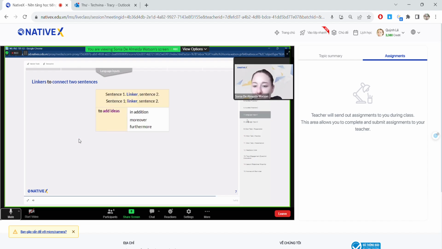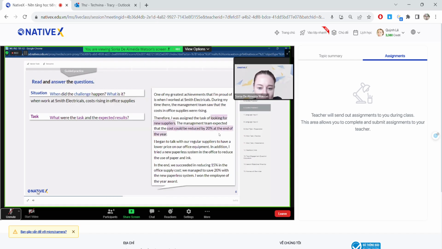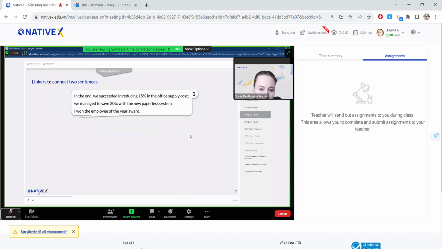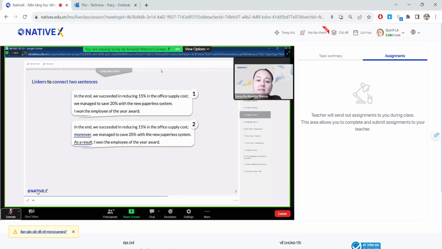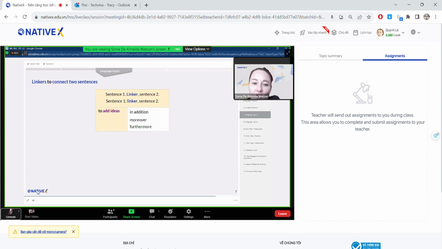Now, in this paragraph over here, we can see "moreover", because we're using this linker to show the listener I'm going to talk about additional, related information. And over here, "as a result", I use this linking word to show the listener I'm going to talk about the result. Okay, so here we can use our structure like this.